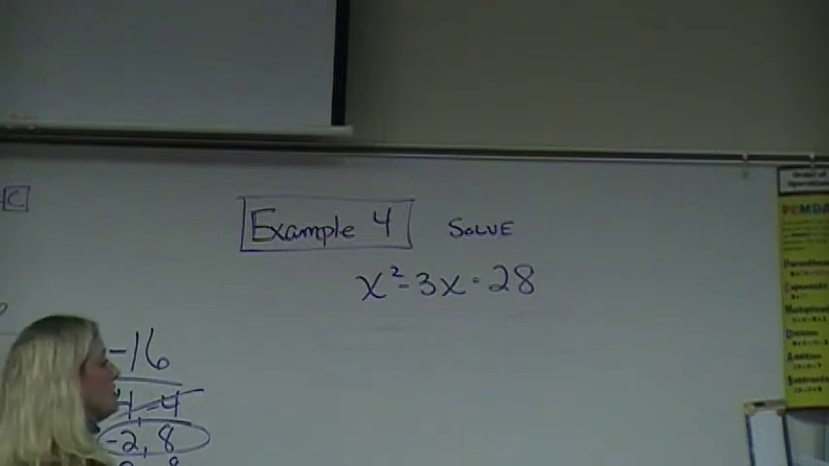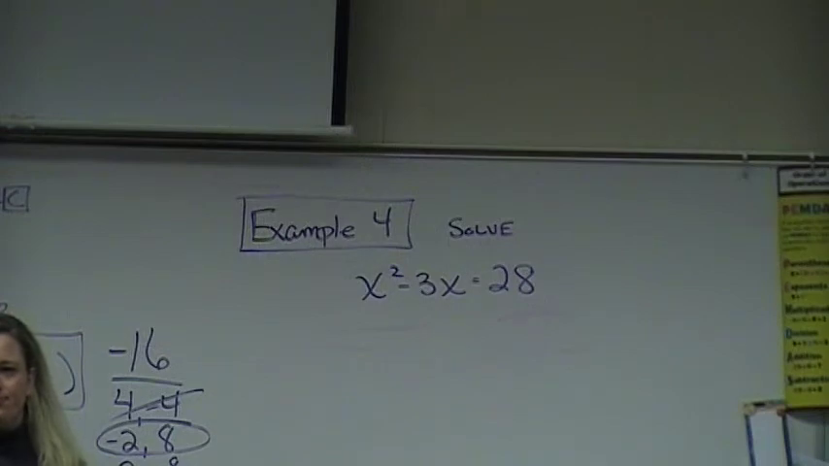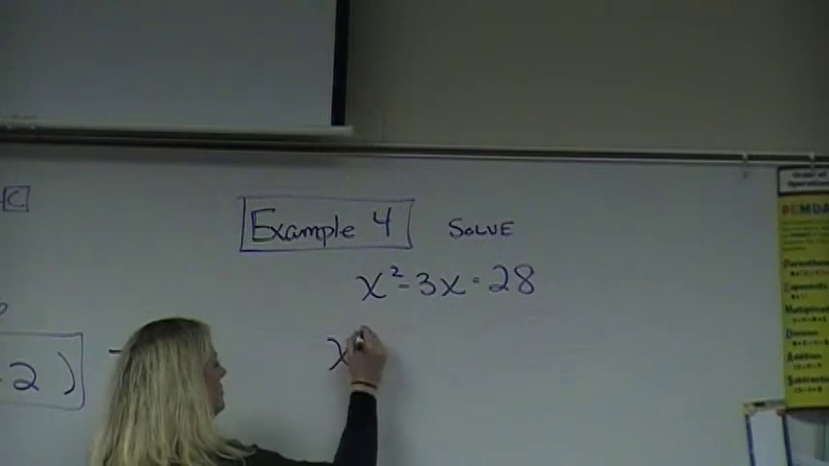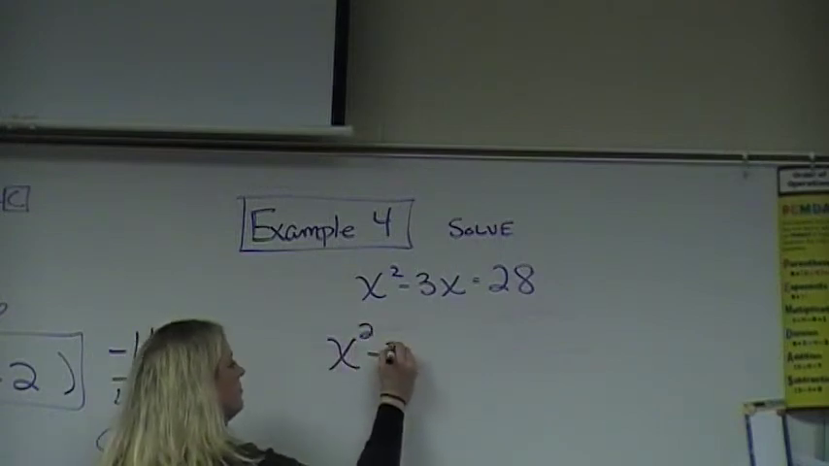Alright, yes, you're going to subtract 28 from both sides. So we're going to subtract 28. What is that going to get me as an equation? What do you think the equation would look like if I subtracted 28? Brooke, what do you think it would look like? X what? Squared. Yep. Minus 3x. Yep.